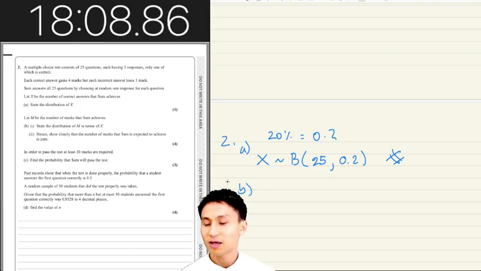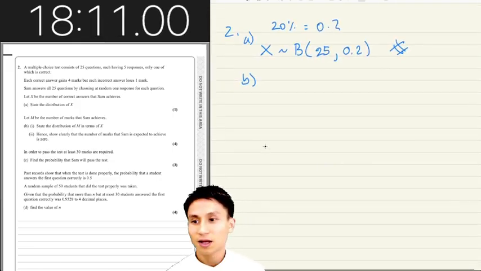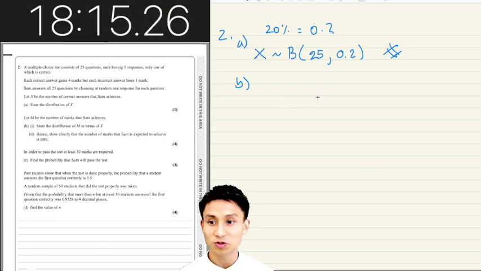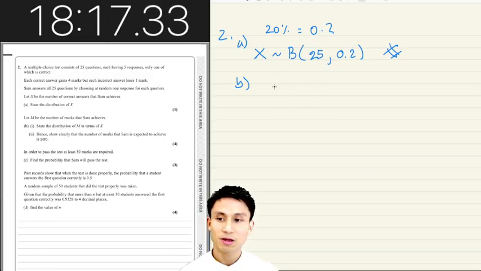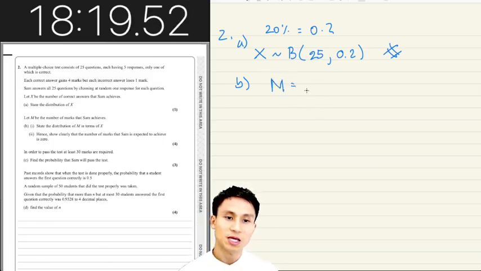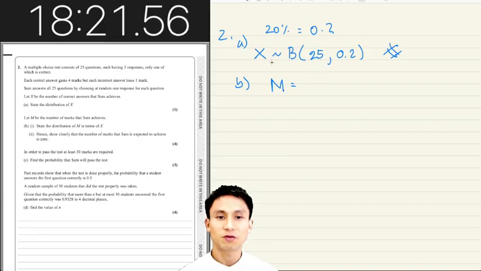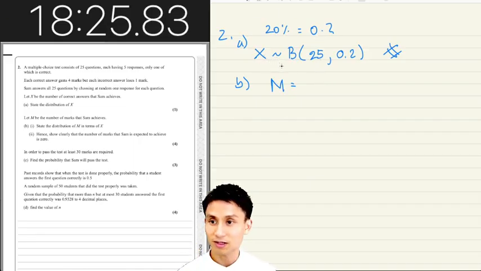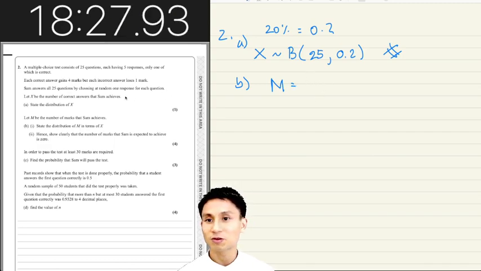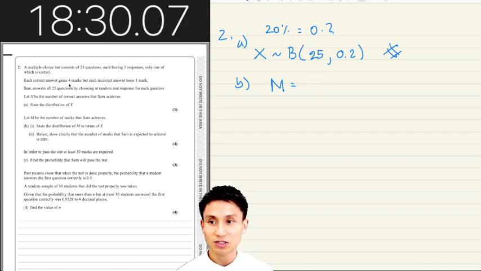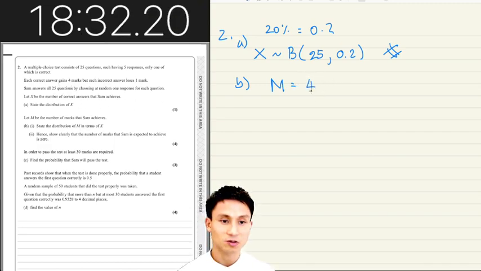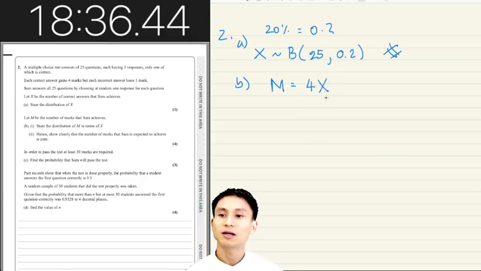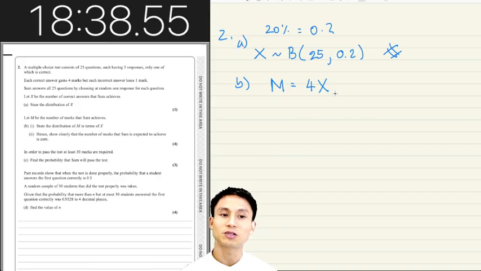That's A. B, let M be the number of marks that Sam achieves. State the distribution of M in terms of X. So M here will be equal to, if X represents the number of correct answers, we have to multiply X by 4 because each correct answer gains 4 marks. So 4X there. But then he would lose 1 mark for each wrong answer.